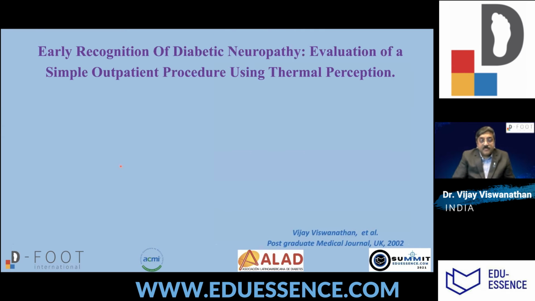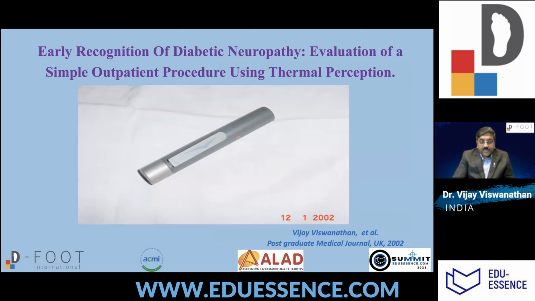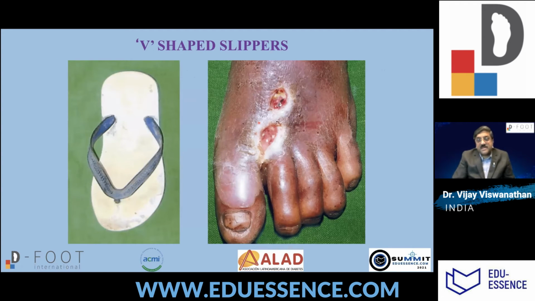There is a simple device called a Tip-Therm, which can be used to test the temperature in an air-conditioned room, where the patient will be able to tell you the difference between a metallic end and a wooden end. The next important aspect after testing and identification of high risk feet is to have proper footwear and education.